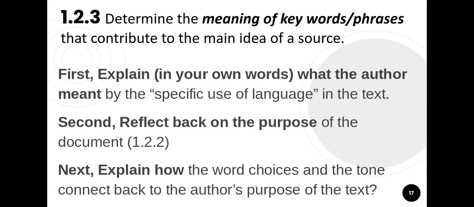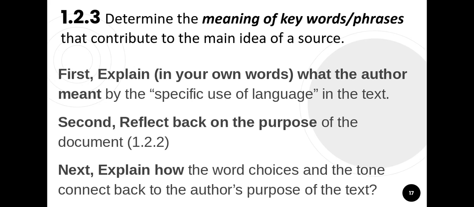So when you're looking at learning target 1.2.3, determining the meaning of words and phrases and explaining how they contribute to the main idea or the purpose of a source, the first thing you need to do is determine the meaning of the keywords or phrase. To do this, you're going to explain the meaning of the keywords or phrases and what the author meant by those specific words that have been selected. That's the first step.